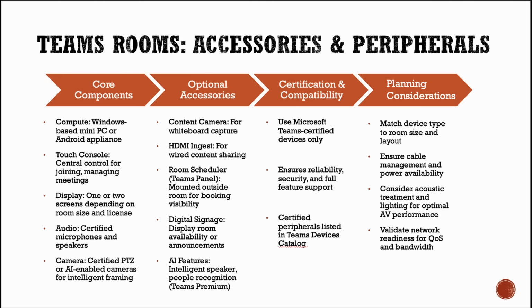When it comes to certification and compatibility, it's critical to use Microsoft Teams certified devices. These ensure reliability, security, and full feature support. You can find all the approved peripherals in the official Teams device catalog. Planning is key. Match your device types and layout to the room's purpose. Ensure proper cable management and power availability. Consider acoustic treatment and lighting to optimize the AV performance, and don't forget to validate your network for QoS and bandwidth readiness. Together, these components and accessories create a seamless, professional-grade Teams Rooms experience.